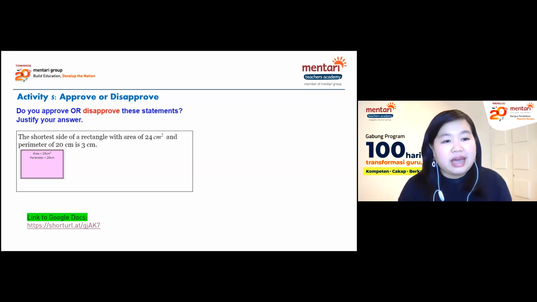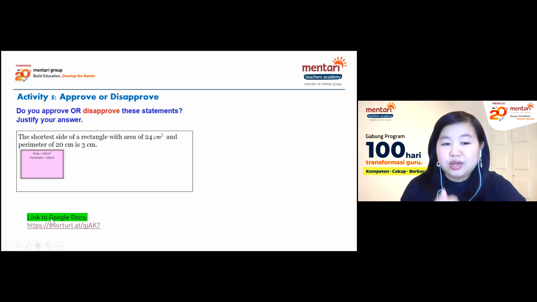So the activity I have here is just one question, actually not one question, let me revise that. This is a statement. The shortest side of a rectangle with area of 24 square centimeter and perimeter of 20 centimeter is 3 centimeter. In order to collect your response, this time I would like you to access a Google Docs. And in the Google Docs, you can expect the same thing.